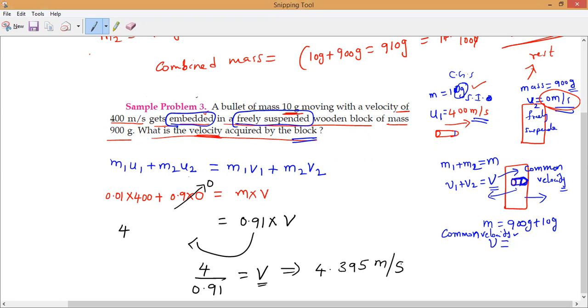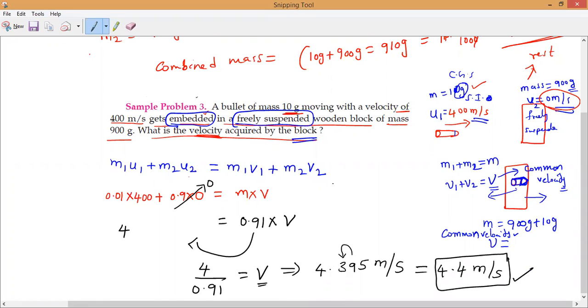Now you can round it off. As we know, if the second digit is greater than or equal to 5, we carry one to the previous digit and wind up. So what is the answer? 4.4 meter per second. Once the bullet is stuck inside the wood, both will go with what velocity? 4.4 meter per second.